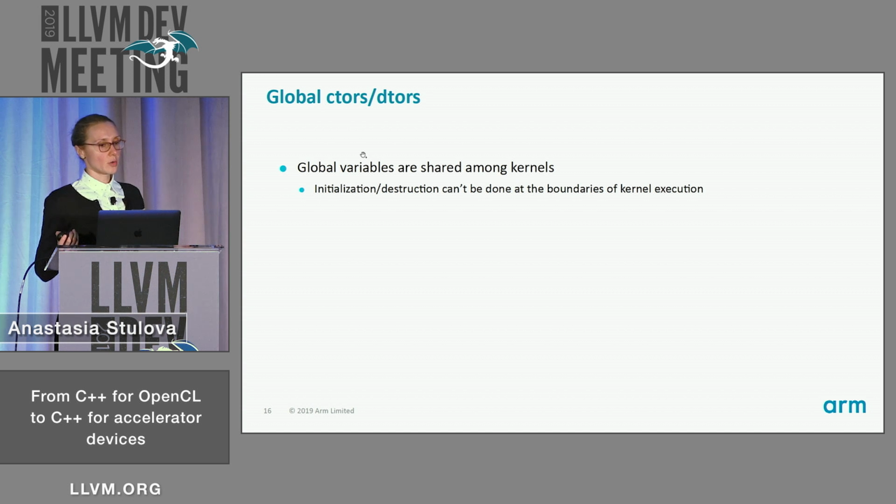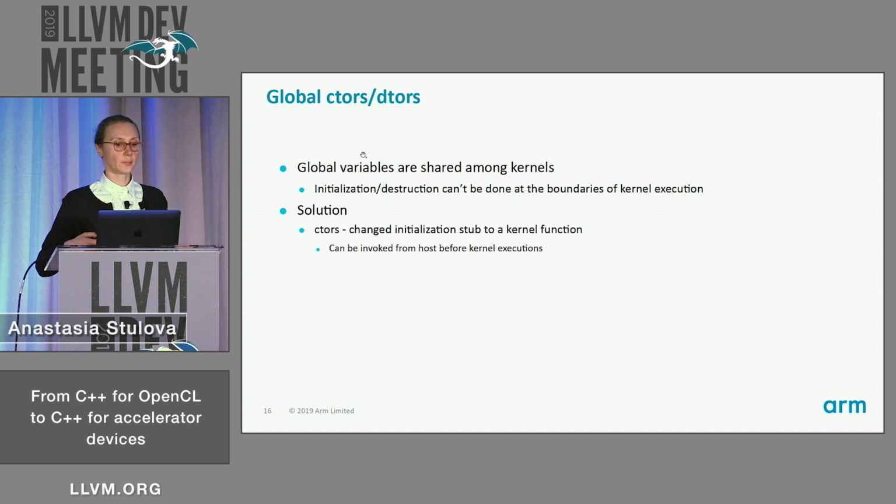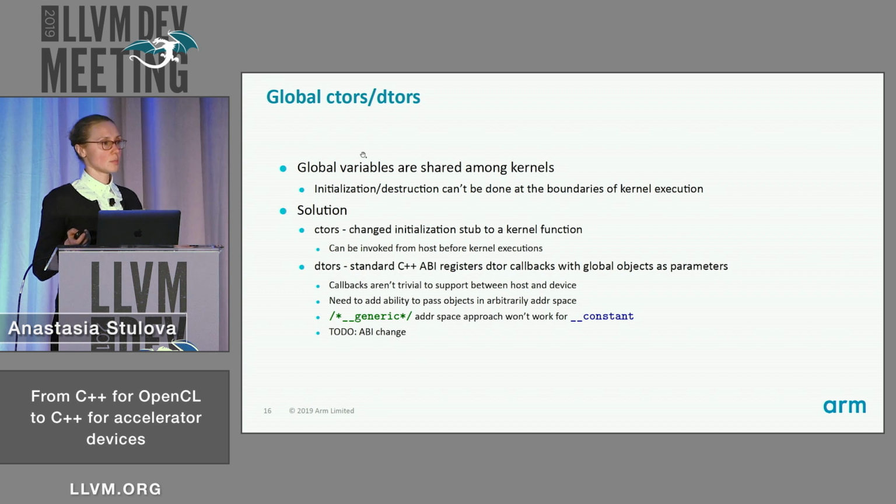Let's briefly look at support of global constructors and destructors. Global variables in OpenCL can be used among kernels, and therefore we can just initialize and destroy them at the boundary of kernel execution. The constructor is not too complicated, because standard C++ ABI will generate an initialization stub function that we can simply turn into a kernel function, and it can be invoked from the host side just before the execution of kernels. But the destructor situation is more complicated because standard C++ ABI will just register destructor callbacks, and the objects to be destroyed will be passed as parameters.